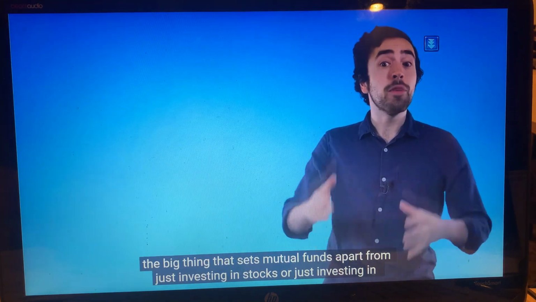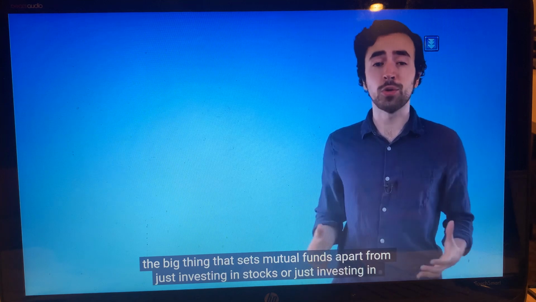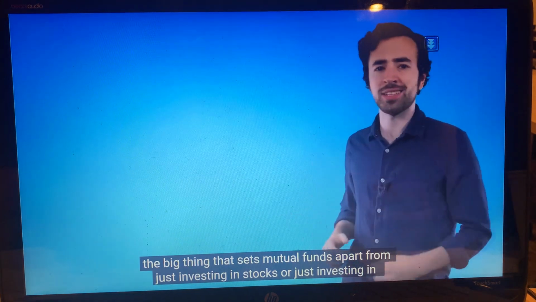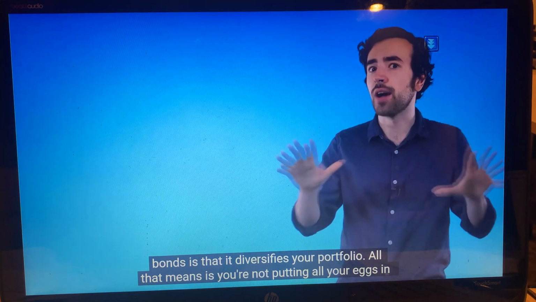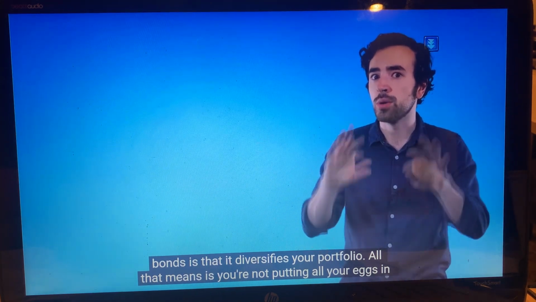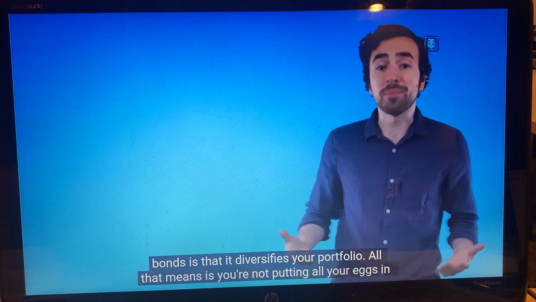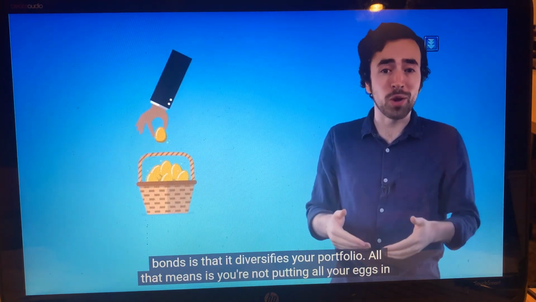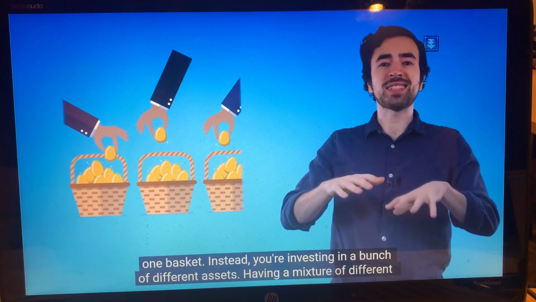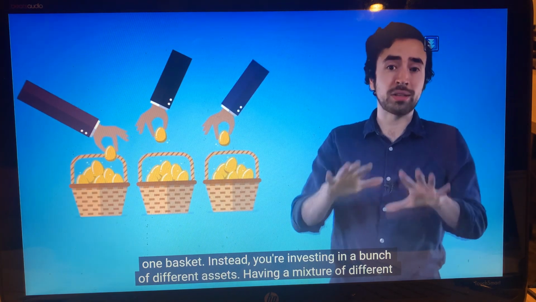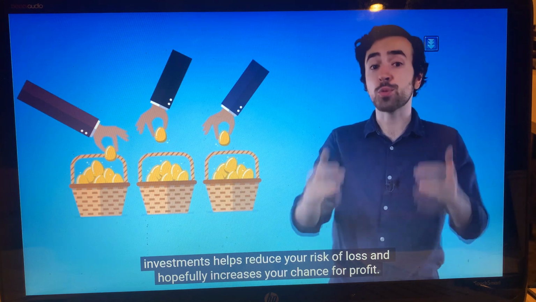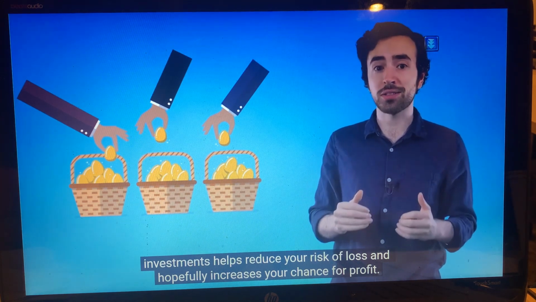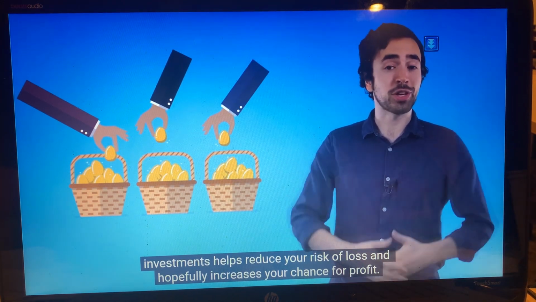And finally, the big thing that sets mutual funds apart from just investing in stocks or just investing in bonds is that it diversifies your portfolio. All that means is you're not putting all your eggs in one basket. Instead, you're investing in a bunch of different assets. Having a mixture of different investments helps reduce your risk of loss and hopefully increases your chance for profit.